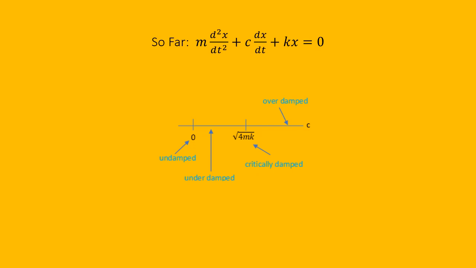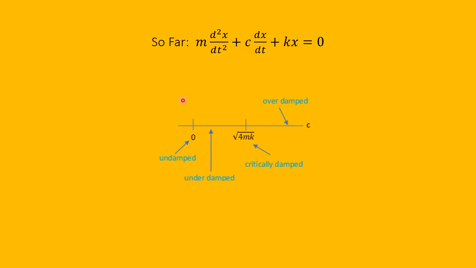So what have we done so far in analyzing this spring and mass system? We saw that in every case we were looking at a differential equation of this form, where the mass m, the drag coefficient c, and the spring constant k were all greater than or equal to 0. The mass was greater than 0, k was greater than 0. C here could be 0 or greater.